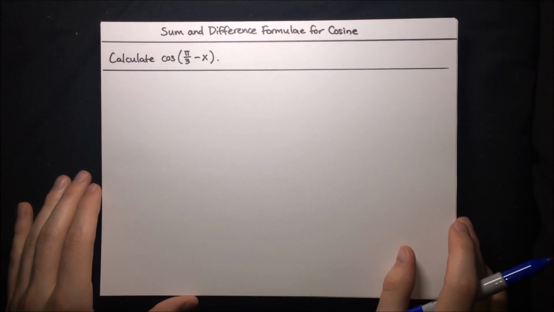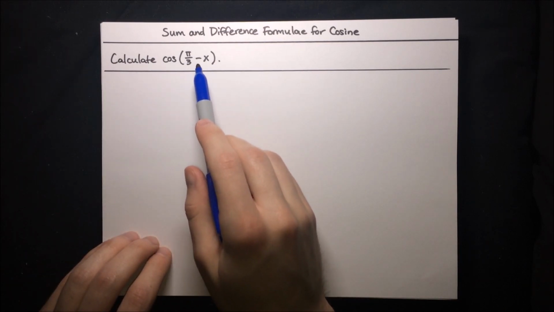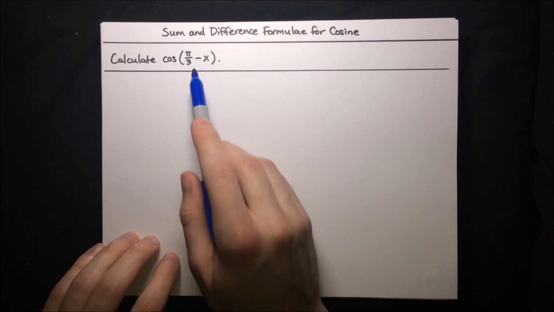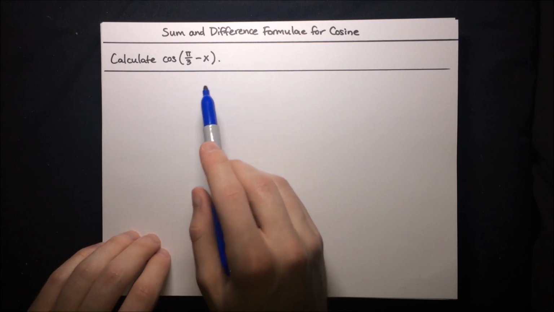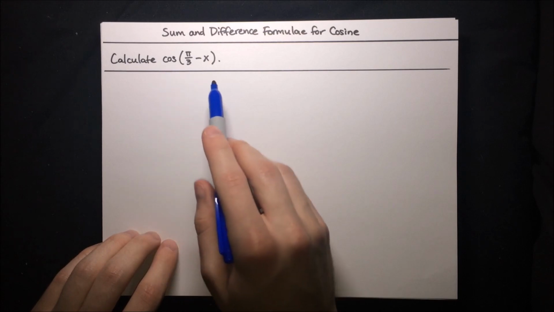All right, here's a final example. We want to calculate cosine of pi over 3 minus x. And it's pretty clear here that we should use the difference formula, but we don't have it written down here. Let's try to remember it. So remember the difference formula.